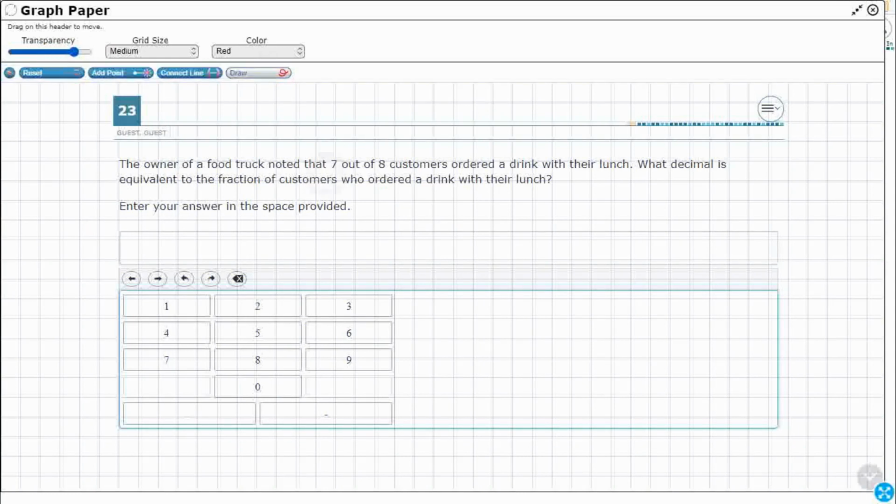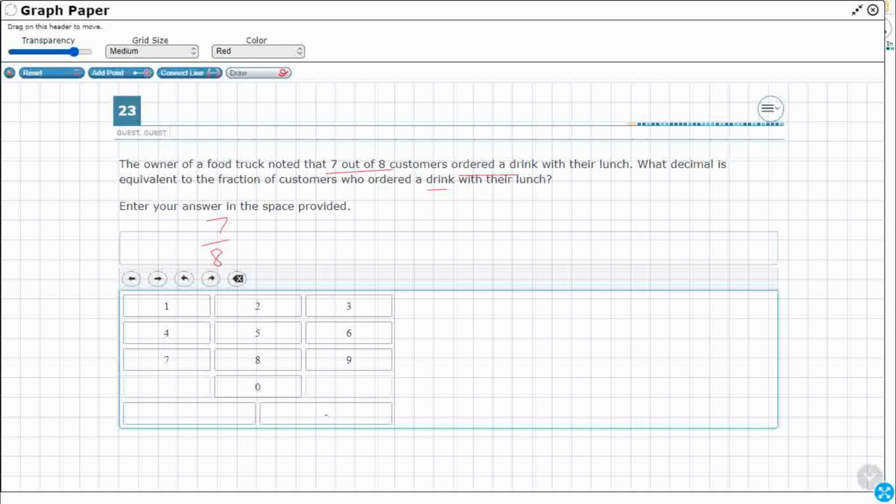And we've got 7 out of 8. They give it to us as this ratio, but we know by this point that we can turn our ratios into fractions, right? Because it says the fraction of customers who ordered a drink, and it's 7 out of 8 that ordered a drink. So let's just make that a fraction.